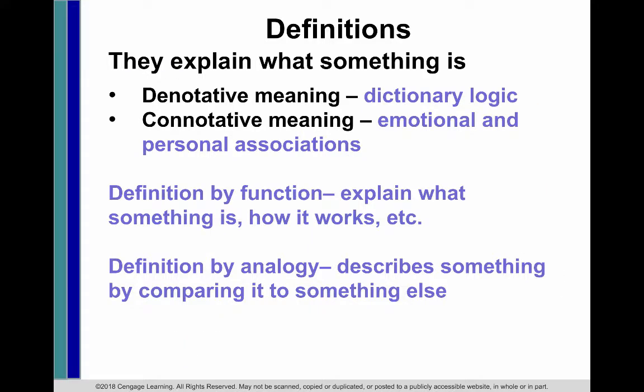Definitions explain what a word or phrase means or what something is. Definitions are often critical to an audience's understanding of your topic. Words have both denotative or dictionary definitions and connotative or emotional and personal meanings. Think of the word cat. The denotative meaning of the word is a small, furry, domestic feline animal. The connotative meanings of the word cat are many and dependent on our own emotional and personal associations with cats. If you like them, you would describe them with positive words. If you don't like them, you'd use different descriptions altogether.